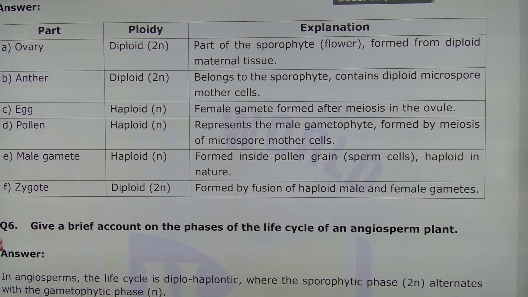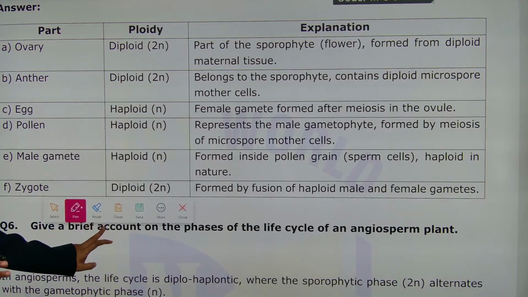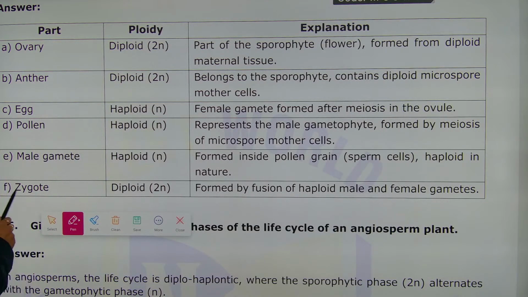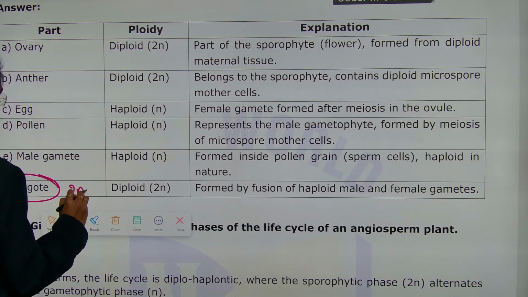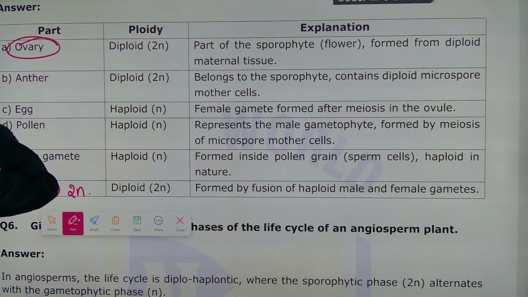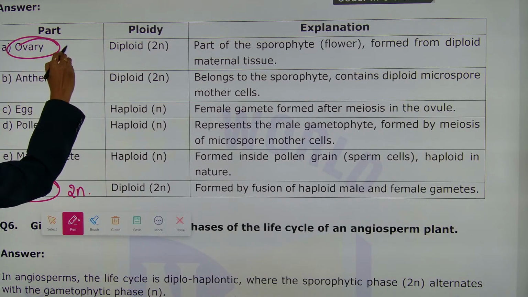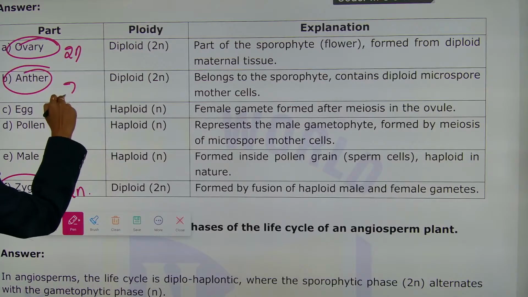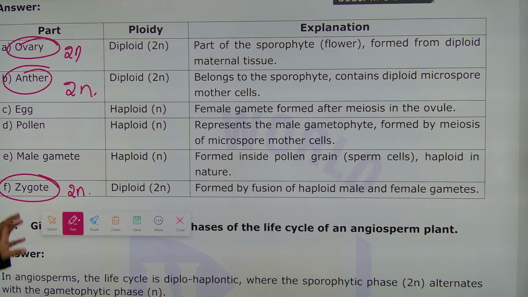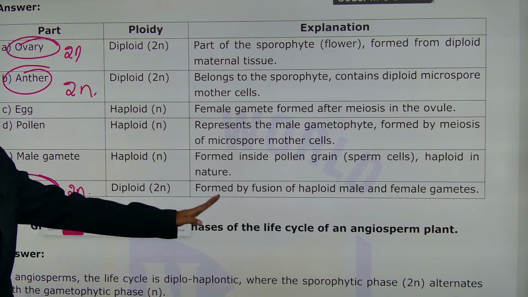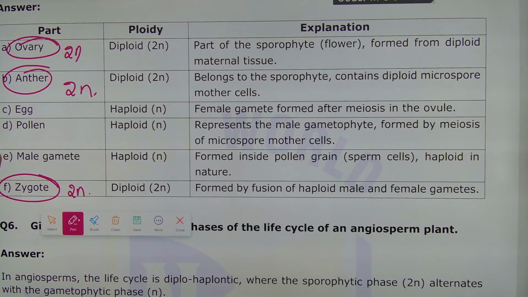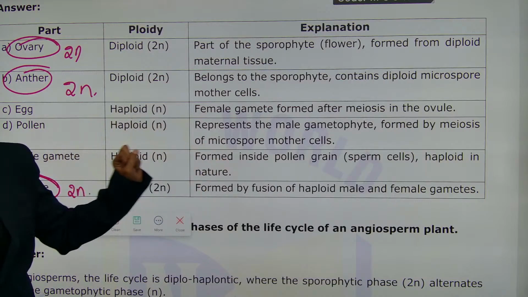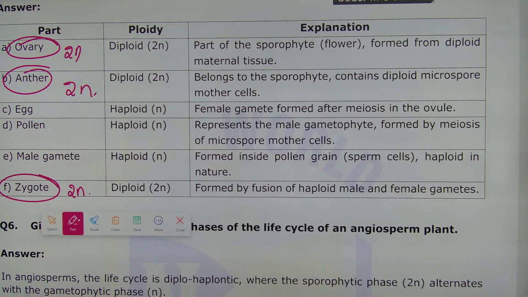What are diploid? So, first, the sporophytic generation will start with the zygote only, no? The sporophytic generation will start with the zygote. Zygote is diploid, followed by ovary, okay? Ovary is diploid, anther is also diploid. Why? Because the sporophytic phase starts with the zygote, which is diploid, because of the fusion of what? Haploid male and female gametes will give a diploid zygote. This forms the beginning phase of the sporophyte.